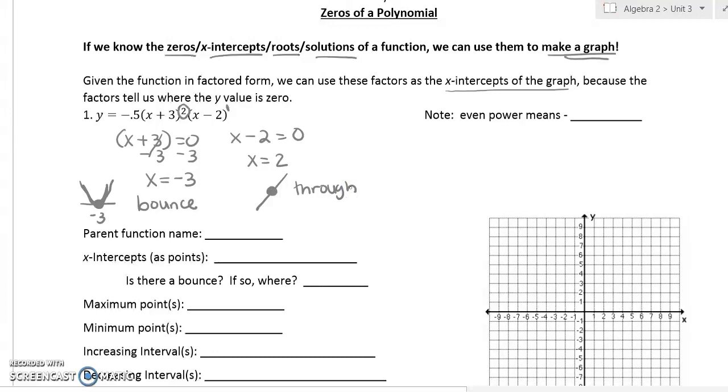Now, we do like to know what the parent function's name is. And in this case, we count how many x's I have. I have 1 x here, and I have 2 right there because it's squared. So technically that's x times x. And if you don't believe me, I can even write it as negative 0.5 times (x plus 3) times (x plus 3), since there's 2 of them, times (x minus 2). So since there are 3 x's, I know that this is a cubic function.